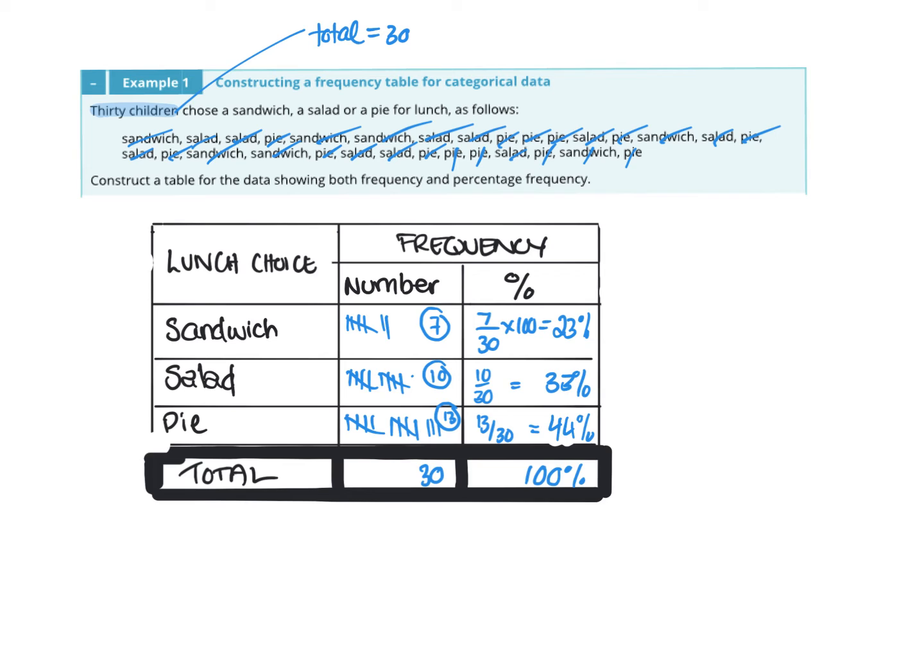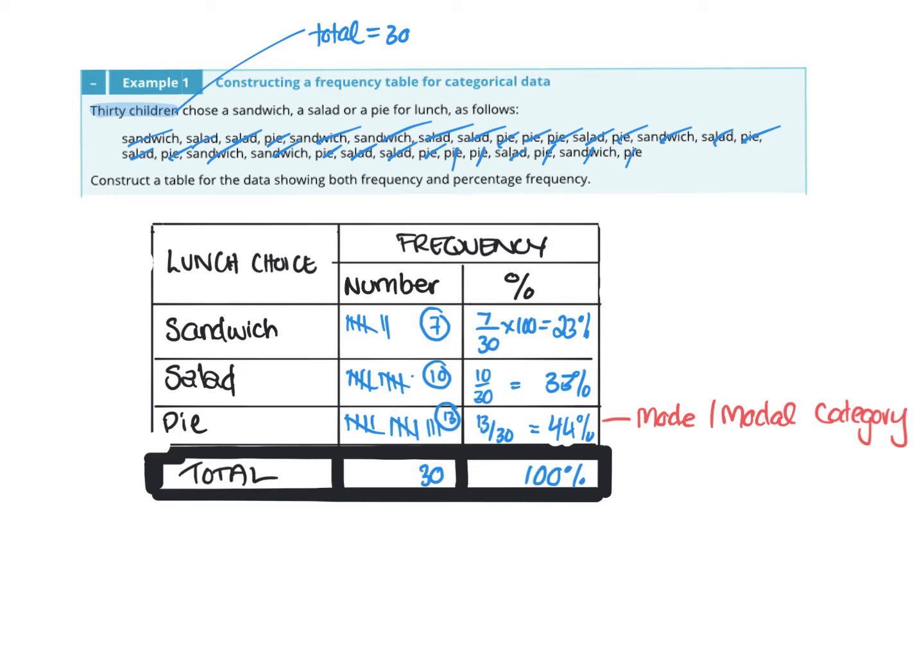With this frequency table, though, I can quickly see that obviously pies were the most popular. When we say most popular, we call that the mode, or they might say the modal category, because this is categories. So the modal category: pie was the most popular, most common category.